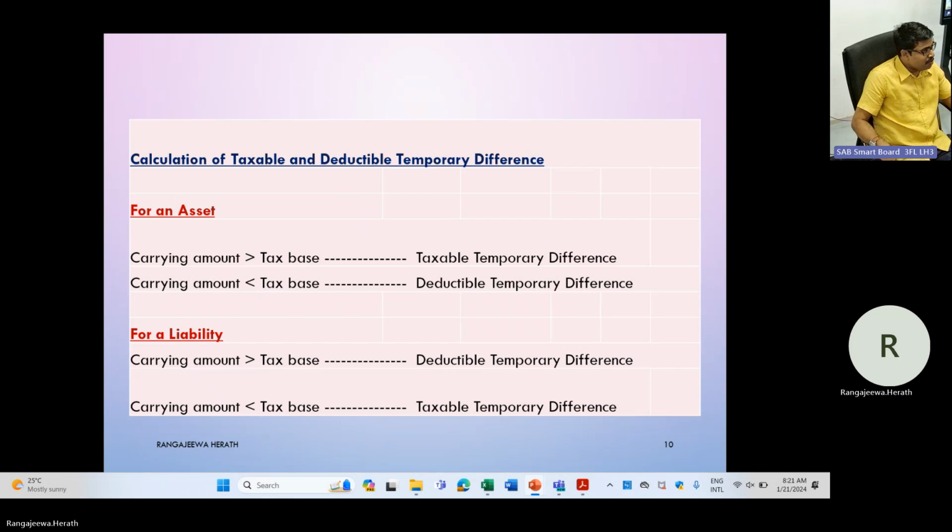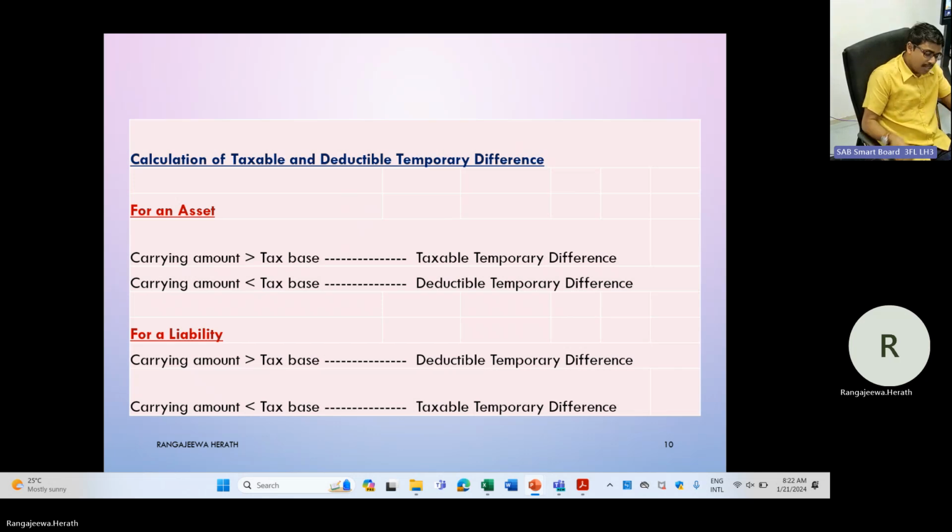I mean, double entry system, why asset increase is recorded debit, there is no rationale. Right? Debit is the left hand side you record. That is how the practice goes. Right? But when it comes to this, there's a rationale for this. Why does carrying amount greater than tax base become a taxable temporary difference?